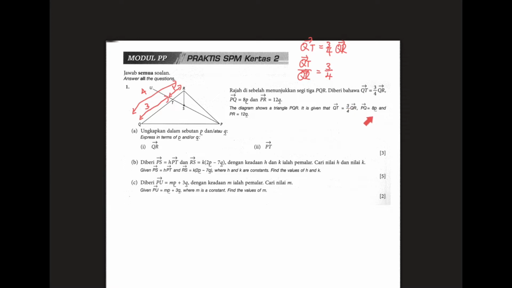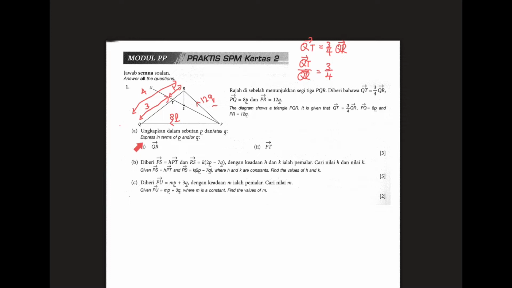PQ equals 8P. So imagine PQ is going to the left. So going to the left, 8P. And PR equals 12Q. PR is going up. Okay, so 12Q. Okay, now let's continue.